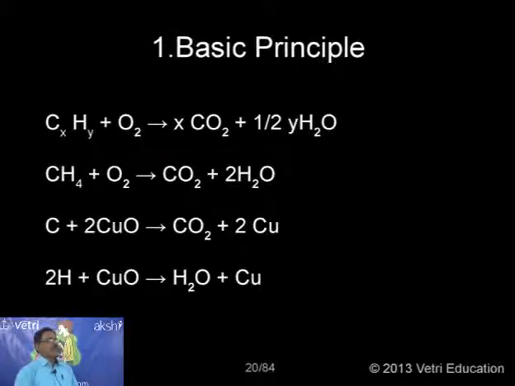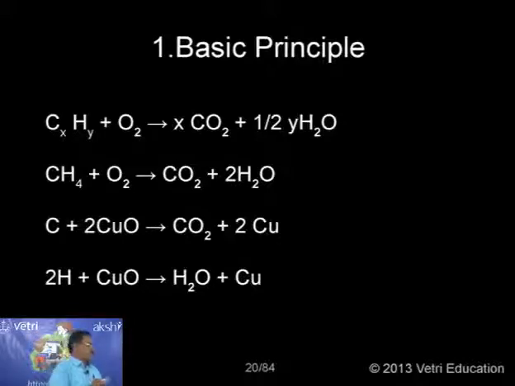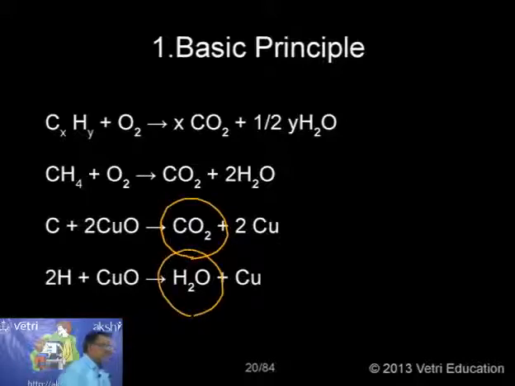What is the basic principle involved? When any organic compound containing carbon and hydrogen is heated with excess copper oxide, the carbon, if it is present, will be converted into carbon dioxide, and the hydrogen, if it is present, converted into water. So from the amount of carbon dioxide formed and the amount of water formed, we can determine the percentage of the corresponding carbon and hydrogen. We can estimate the percentage of carbon and hydrogen. So this is the basic principle involved.